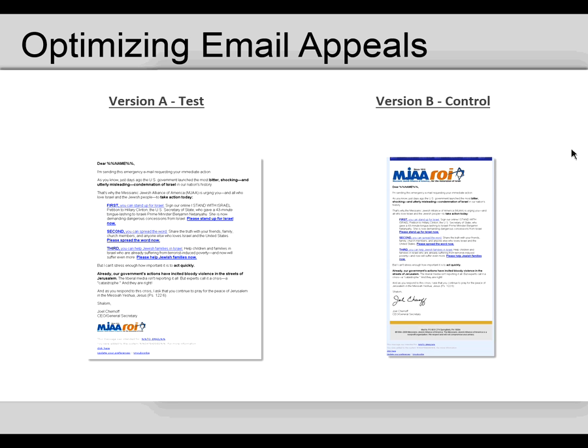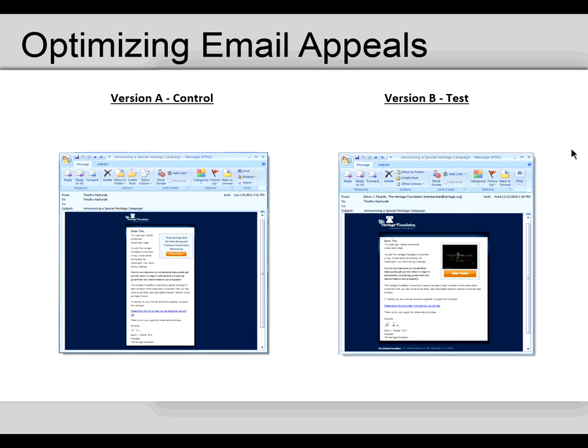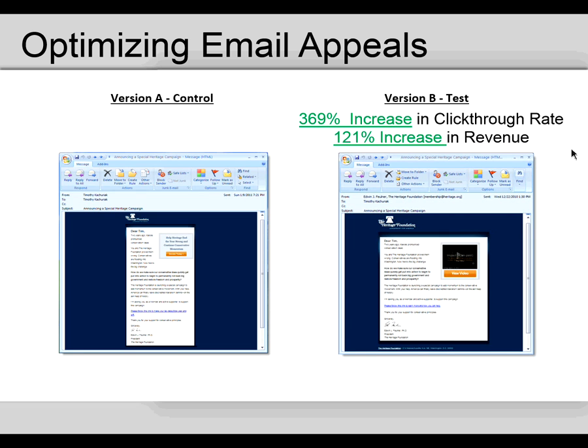And this, another example, again, we'll look at all of these in greater detail later. Simple little creative tests of just taking an Outlook-based email versus the control HTML email. We saw some increases there. Or this, changing the message, the content of the message. We found a 369% increase in click-through and 121% increase in revenue.